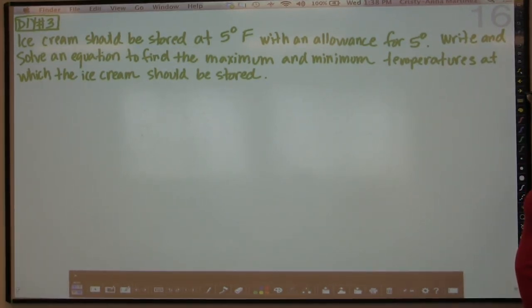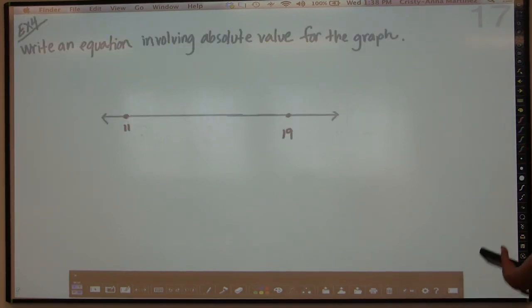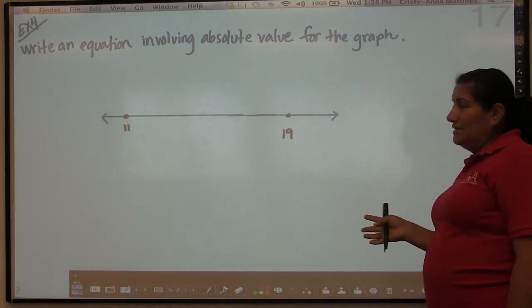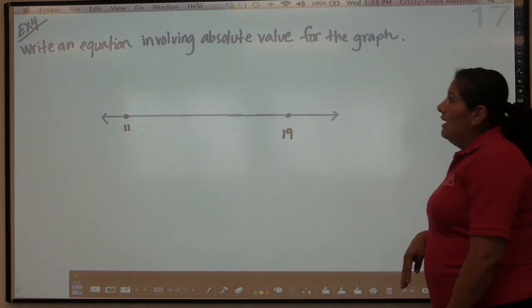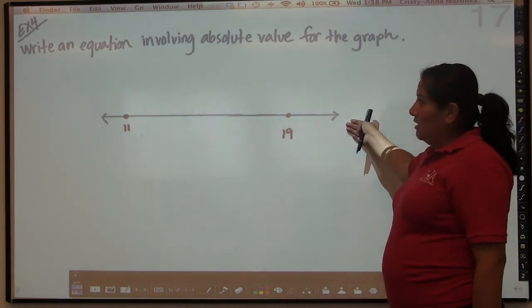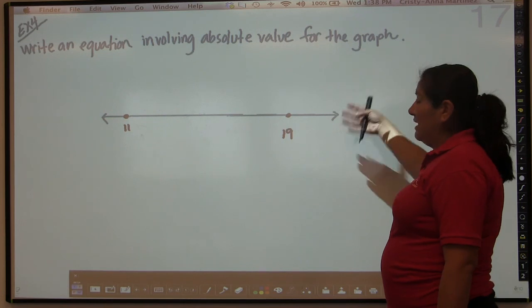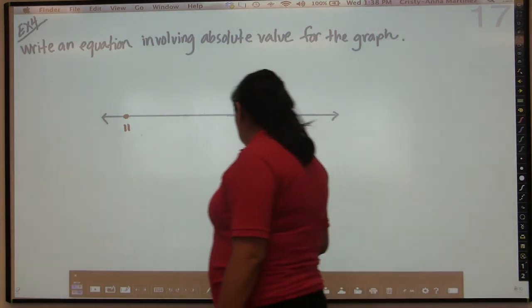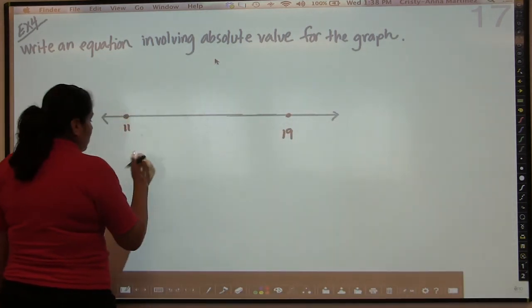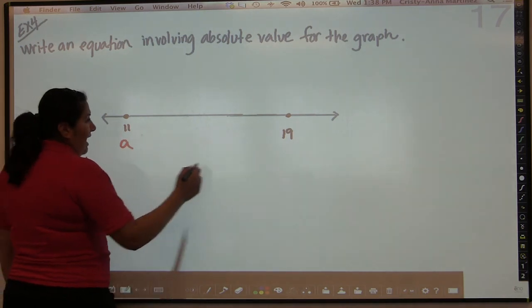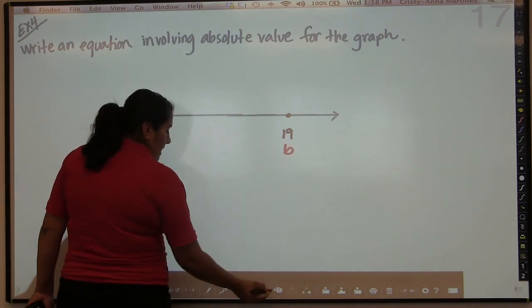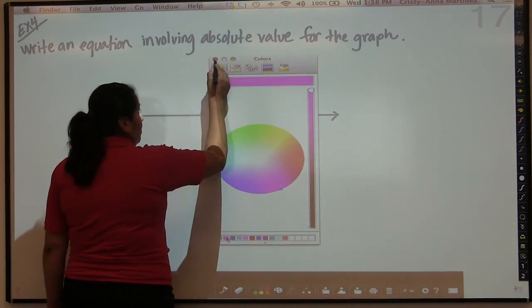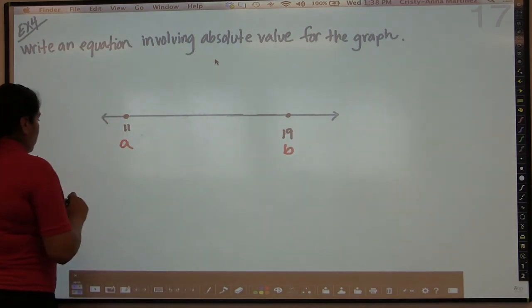All right, so now we are going to go to our last example, example 4. And this is where we're going to go backwards. This is where that whole center and tolerance is going to be really key for you. They're giving us an actual number line, and they want us to write the absolute value equation based on the number line. So what we're going to do first is identify our 2 endpoints, our max and our min, as A and B.